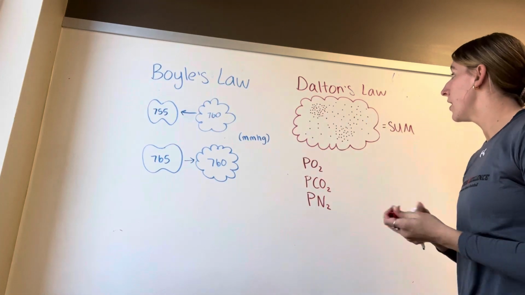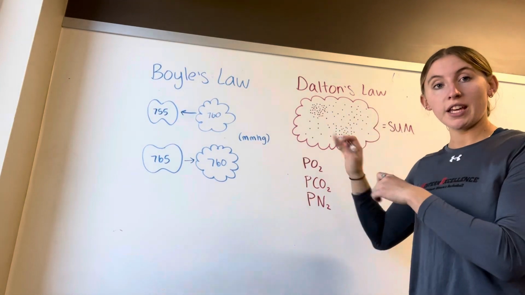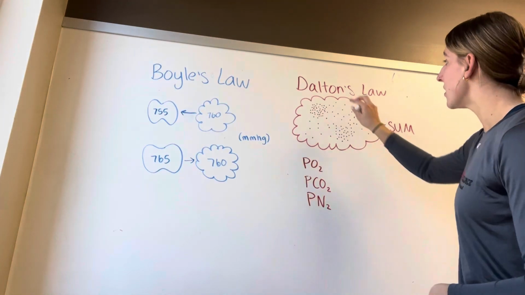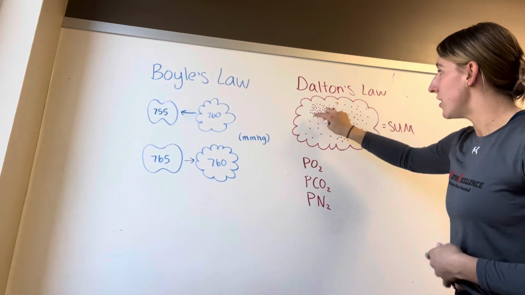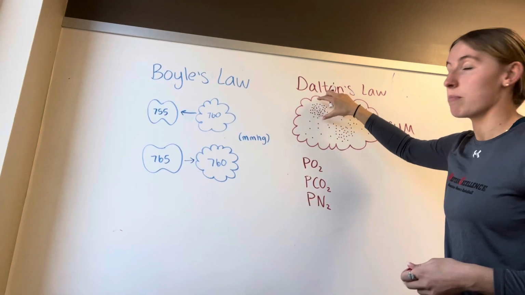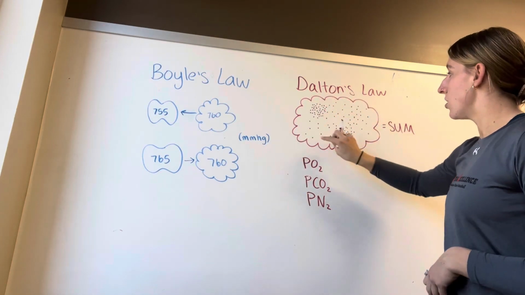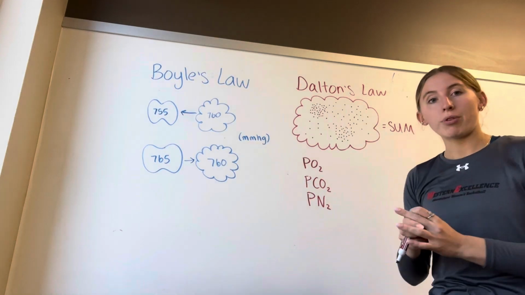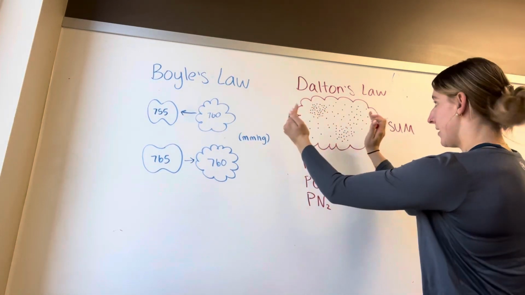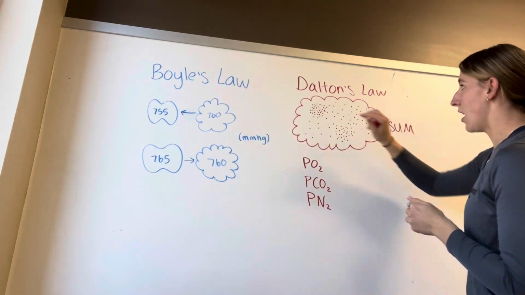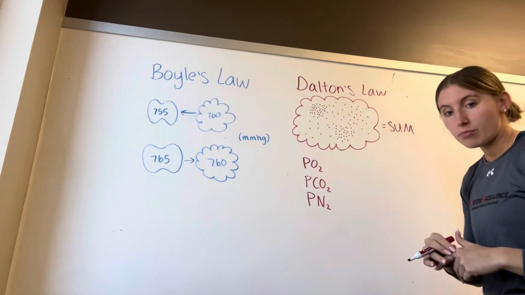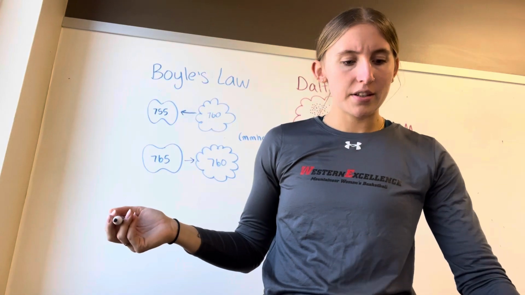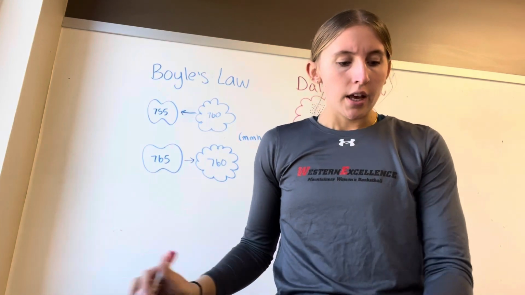Now, Dalton's law states that the pressure of something is the sum of all the different pressures in it. So you can see here in my visual, this section right here is much more condensed. It's a little less dense here, more dense, but the total pressure in this space is the sum of all of these combined. Why do we care about that? How does it affect gas exchange in our bodies?